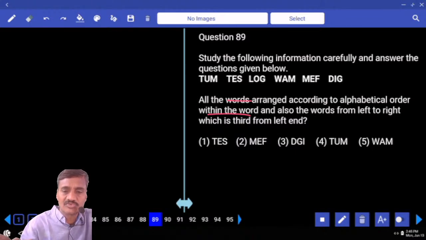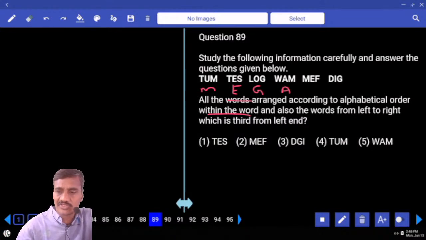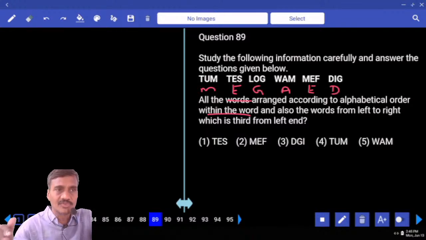Here the least letter is what? M. Here the least letter is E. And here the least letter is Z. And here the least letter is A. Now here it is E. And here it is D. Now third from the left hand.